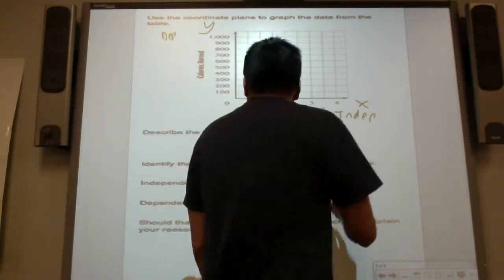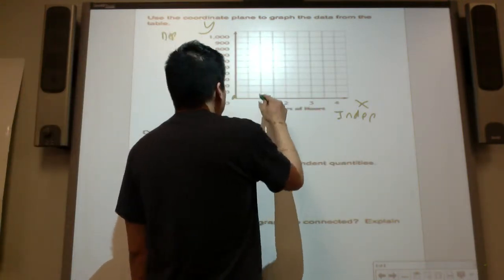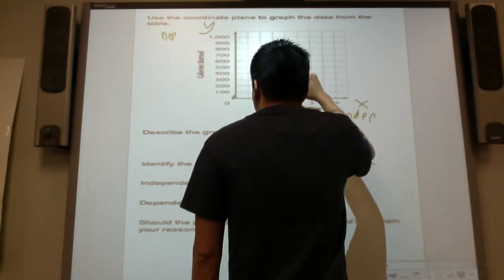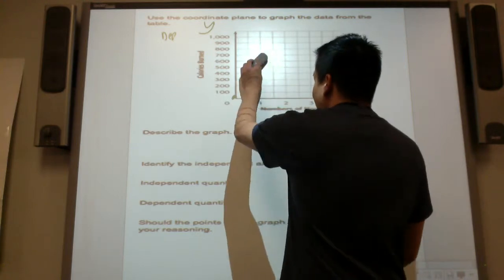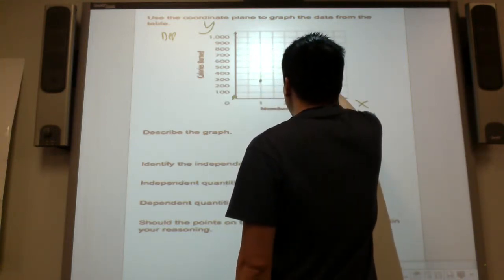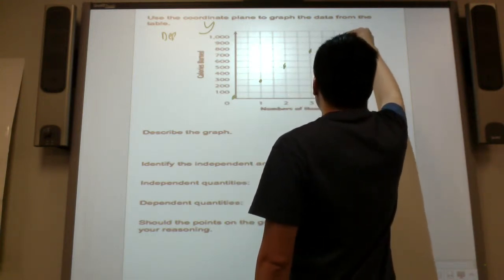So describe the graph. Well, we haven't plotted. Let's graph it first. In 0 hours, she burns 0 calories. In 1 hour, she burns 500 calories. In 2 hours, she burns... stop, I think it's 250. In 1 hour, she burns 250. In 2 hours, she burns 500. In 3 hours, she burns 750. In 4 hours, she burns 1,000.